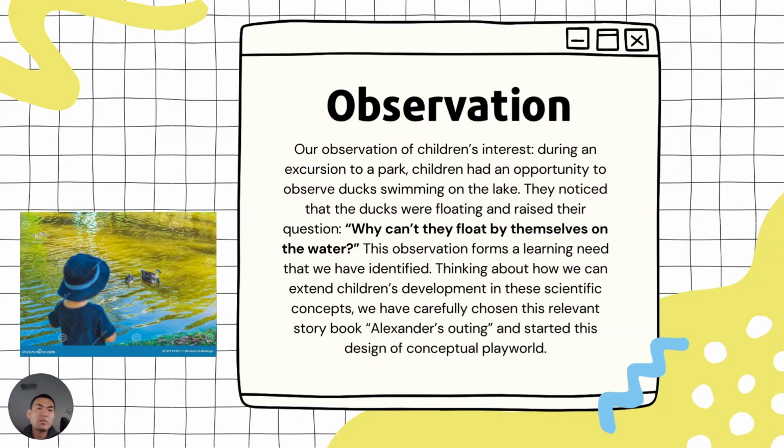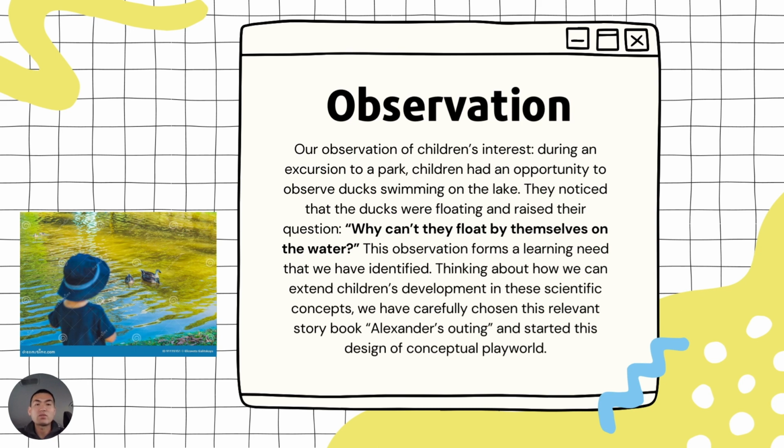So I start from our previous observation. Our observation of children's interest was that the children were on an excursion to a park, and had an opportunity to observe ducks swimming in the lake. They noticed the ducks were floating by themselves, but they raised the question, why can't they float by themselves on the water? So this is the form of learning need that we have identified, thinking about how we can extend the children's development in scientific concepts.